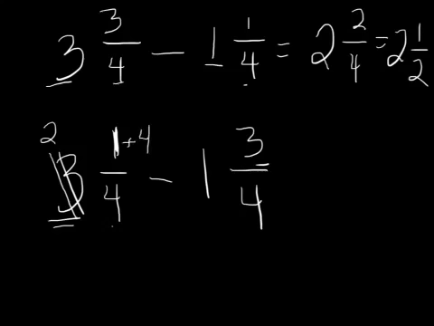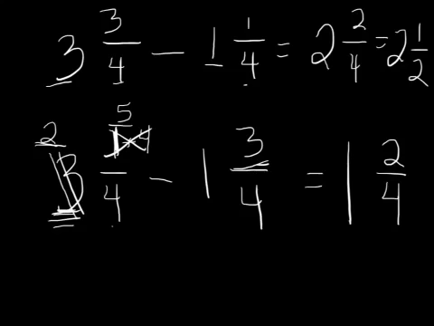So we just took one of these whole numbers, turned it into a 4/4 because 4/4 is the same as 1, and added it to our fraction. This now becomes 5/4, and now we can subtract this numerator from this numerator. 5 minus 3, 2/4 is my fraction, and now I have 2, because remember I don't have 3 here anymore because I borrowed from it. 2 minus 1 is 1. 1 2/4, which equals 1 1/2.